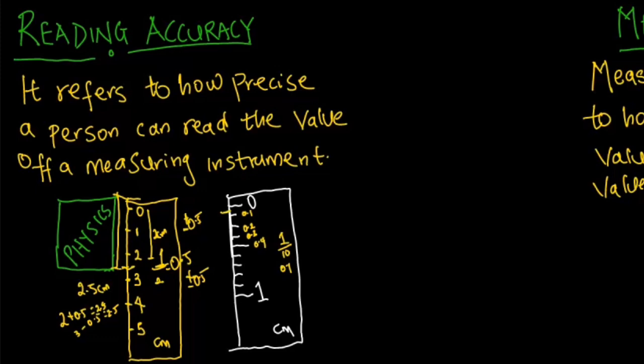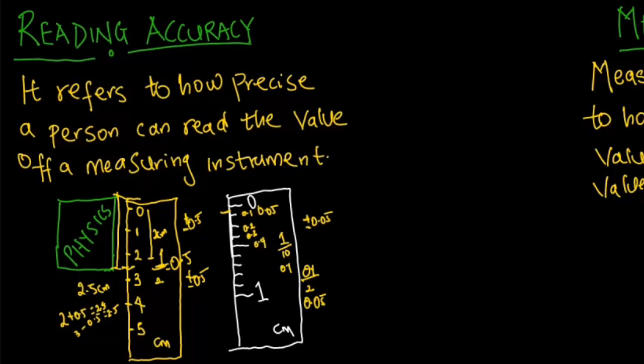So in this case, I'm going to take the division, which is 0.1, divided by 2, which is going to give us 0.05. So in this case, this point is going to be 0.05. So the reading accuracy is a plus or minus 0.05. So I cannot have it more than 0.05 and I cannot have it lower than 0.05. So in essence, to get your reading accuracy, find the smallest division, which is 0.1, then divide it by 2.